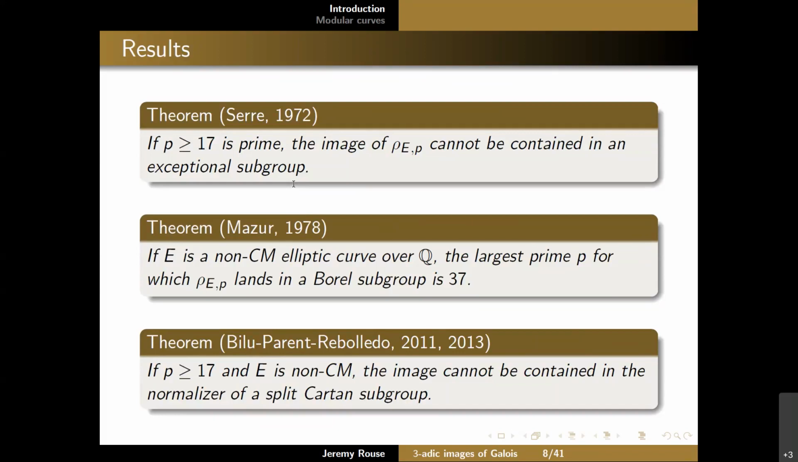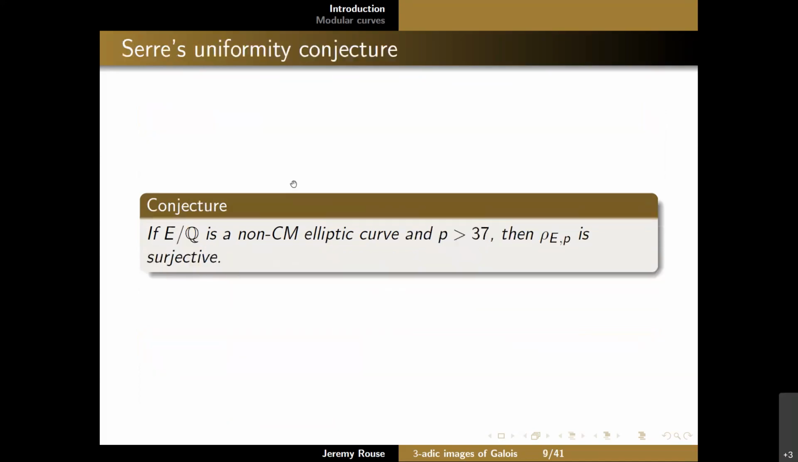So one thing which is conspicuously missing from this slide is any mention of what happens for the normalizer of a non-split Cartan. And that's a case that mathematicians don't yet know how to handle. So we believe that if E over Q is a non-CM elliptic curve and p greater than 37 is prime, then rho EP is surjective. But we don't really know how to prove that because we don't know how to handle the possibility of the image being a non-split Cartan.